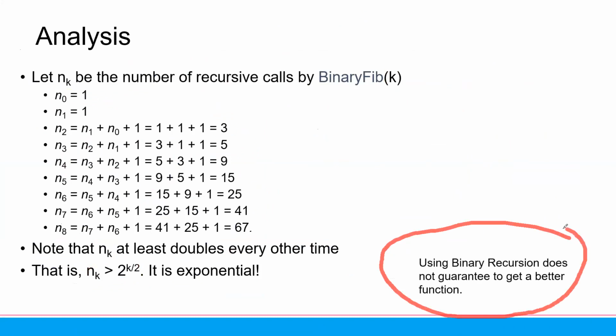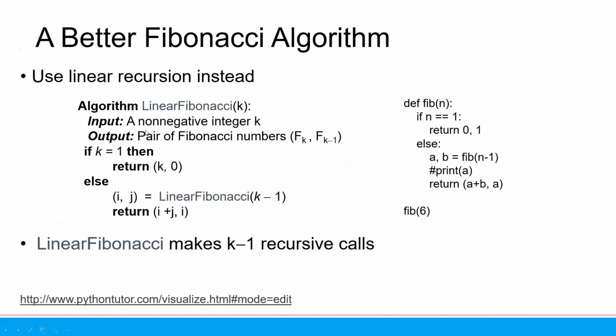So using the binary recursion does not guarantee to get a better function. Whenever you do your algorithm, sometimes the recursion may give you a better result, but it does not guarantee to get a better result. We can make a linear Fibonacci, just linear, because yeah, it will give you a better solution maybe.